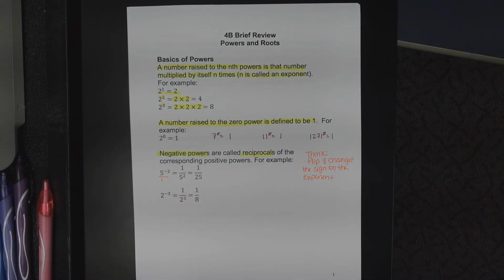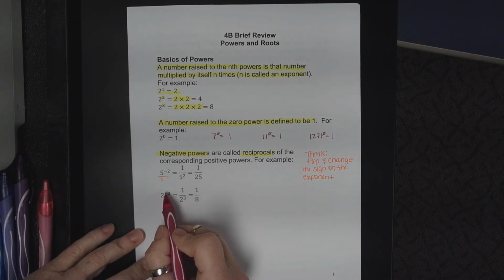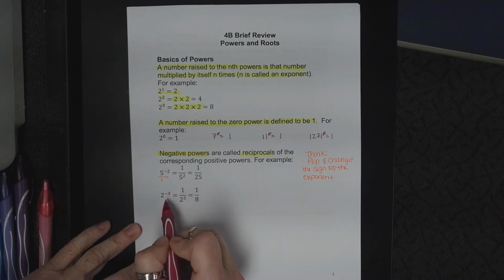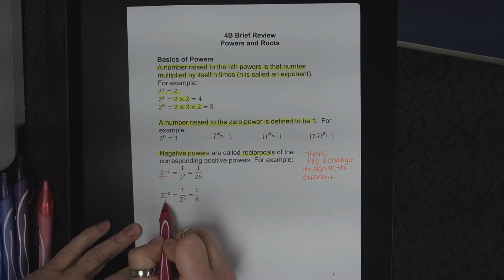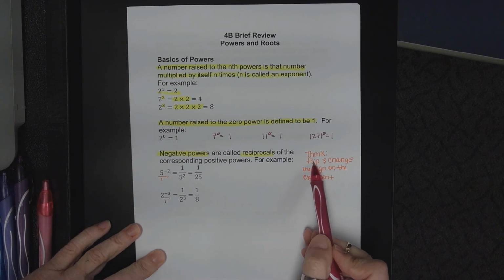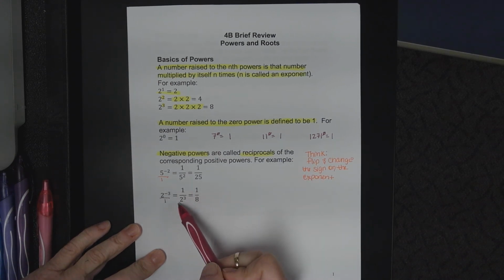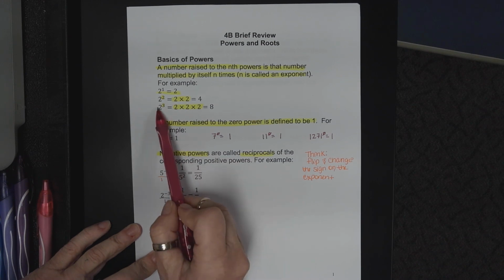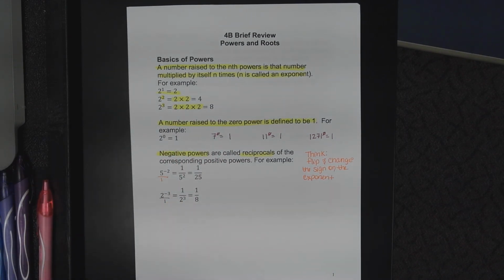Okay? So now let's look at this one. If we have 2 raised to the negative 3, well, we know 2 is a whole number, right? So we could write that over 1. So that becomes 1 over 2. Change the sign, went from negative 3 to positive 3. Now, if we look up here, we know 2 cubed is 8, so then that becomes 1 over 8. Okay?